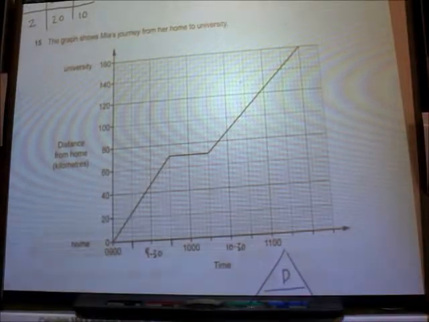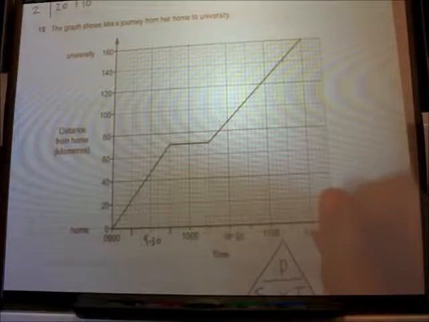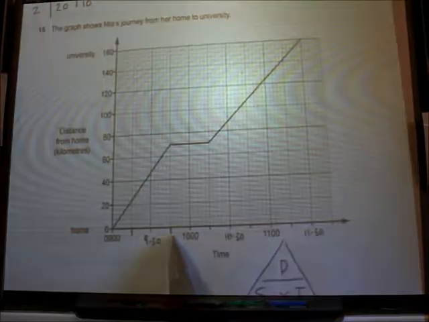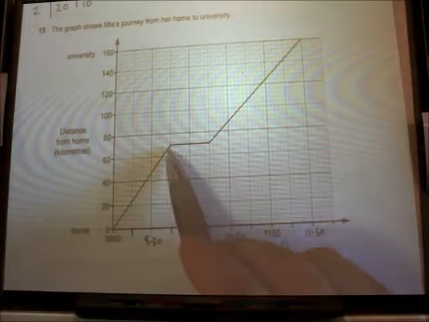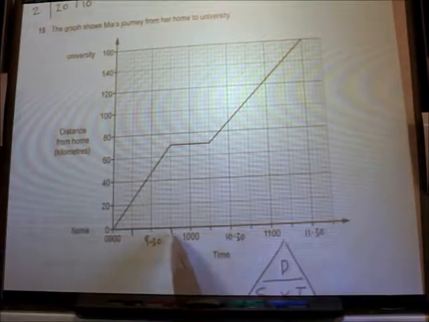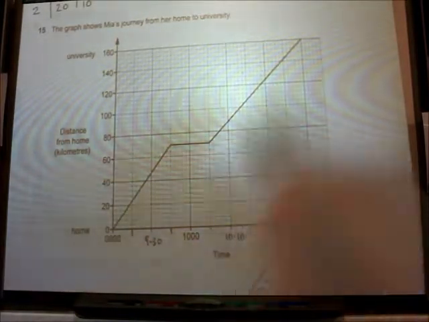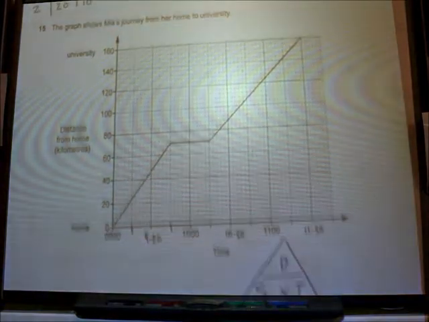Don't be afraid to get these in, make it easy for yourself. And she finishes the journey at 11:30. So she travels for 45 minutes up to 9:45, and she's travelled a distance of 70 kilometres. She has a break for what looks like half an hour, and then she continues the rest of her journey off to university, which is 160 kilometres away from her home.